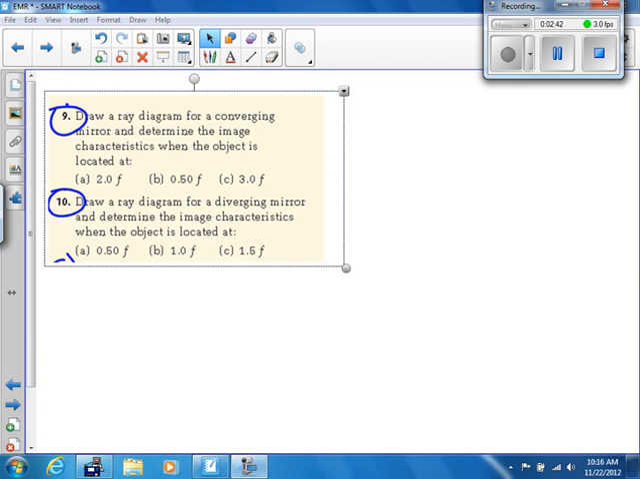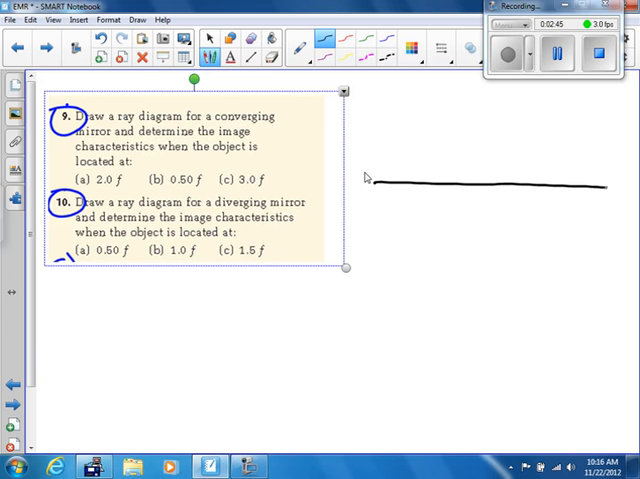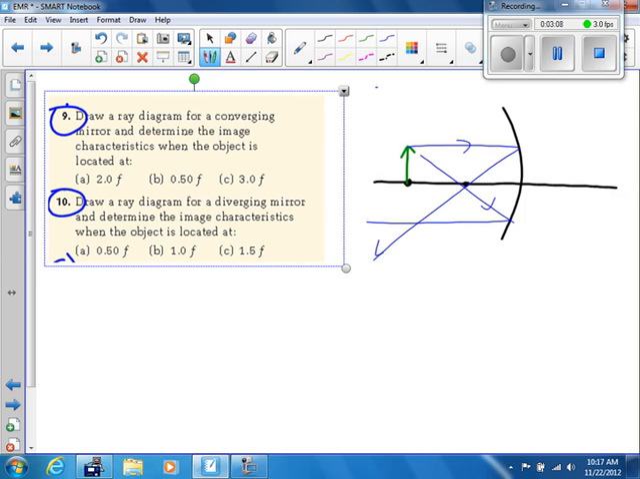So we want to draw a ray diagram where we have a converging mirror. Converging mirror is going to look like this. Here's my focal point. Here's twice the focal point. In the first case, we say that the object is at twice the focal point, twice the focal length, whatever that is. First ray is going to go parallel to the principal axis. And then it's going to go down through the focal point. Second ray is going to go down through the focal point, and then it's going to go parallel to the principal axis. And in the end, the image, I cheated a little bit, the image should be right below the object, but the most important thing is that you get the right characteristics here.